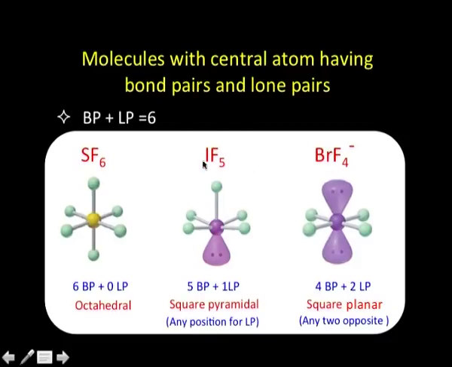Now suppose we have yet another series of species, because these 2 are molecules, this is an ion here. We find that here the number of bond pairs plus lone pairs happens to be 6, say SF6, all are bond pairs, geometry is octahedral. So the electron pair geometry as well as the molecular geometry both happen to be octahedral. Whereas in case of IF5, in this case there are 5 bond pairs and 1 lone pair, and we find a total of 6.